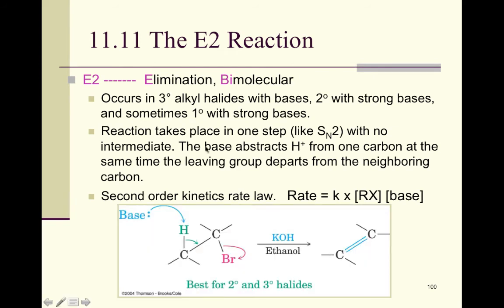And as we can see in this illustration, the base is going to come in. Base has its lone pairs. It's going to come in and grab this hydrogen. The pair of electrons that was holding this hydrogen and this carbon are now going to be given to the carbon-carbon bond, forming a pi bond there, a double bond. Too many bonds to carbon here, so the pair of electrons is going to go to this halogen here. This reaction is best for secondary and tertiary halides.